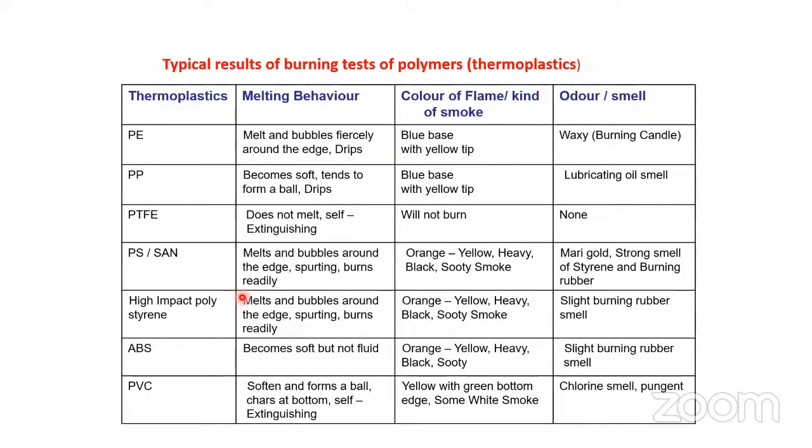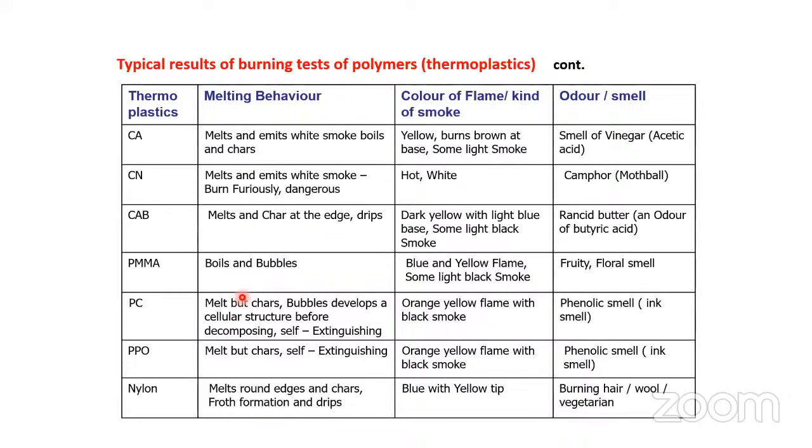Then the color of flame, which kind of color will it give? Blue base with yellow tip. This kind of flame will be provided by polyethylene material. Then the odor is waxy, like a burning candle. Such observations have been given here for different types of polymeric materials, by which you can identify the type of polymeric material by burning the polymers. For each individual polymer we have mentioned the observations here.